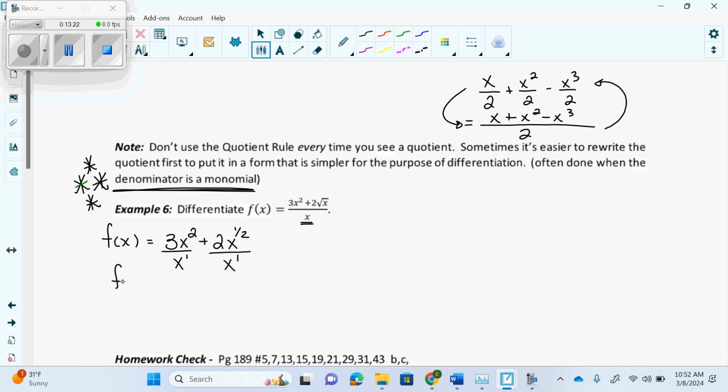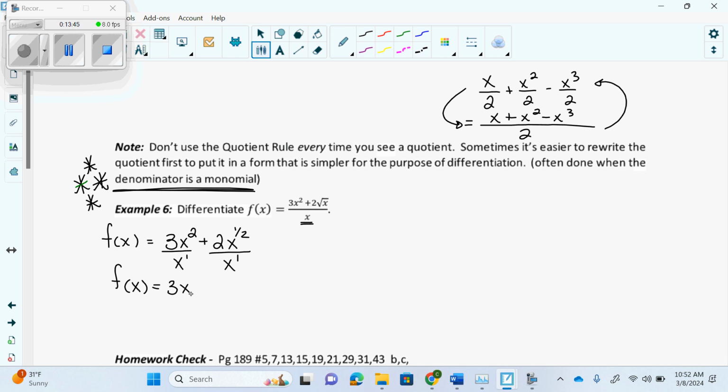So I still have f of x. I didn't do any derivatives. I just wrote it over x. I still have f of x. I'm going to put these together now. What's 3x squared divided by x to the 1? I have same base division. What do I do with the exponents? Subtract. So what's x squared minus x to the 1? X.